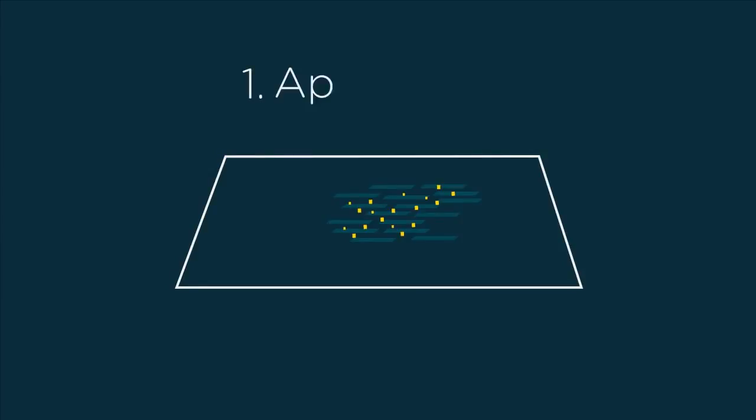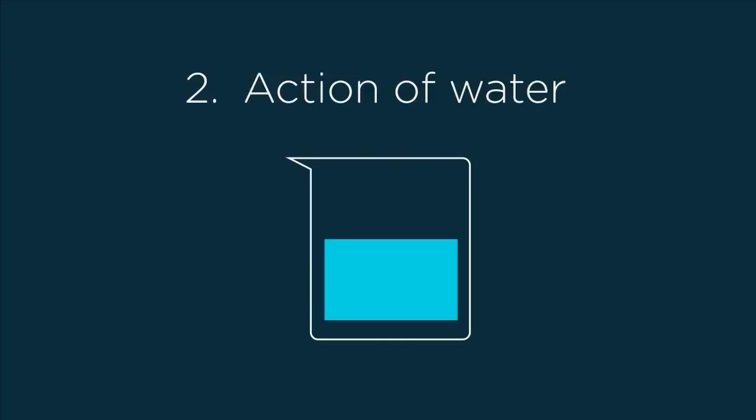Test 1. Appearance. In the mixture, we can clearly see the dark grey crystals of iron and the bright yellow powder of sulfur. Test 2. Action of water. We see that the iron in the mixture sinks and the sulfur floats. The components of the mixture have separated.